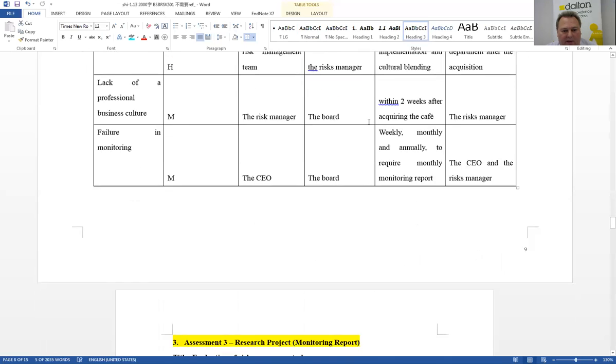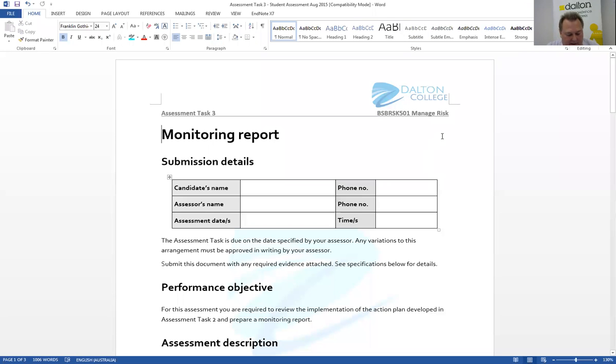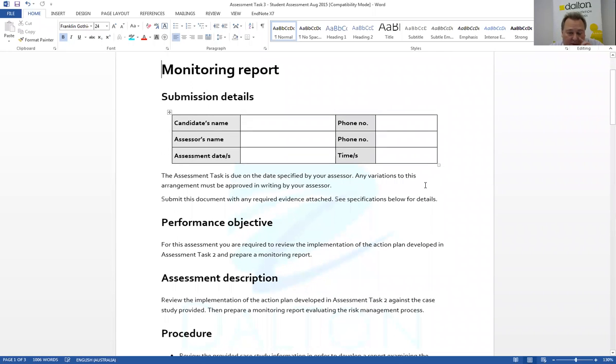As I scroll down, we now hit assessment 3. So that was a quick overview of assessment tasks 1 and 2, and now we're under 3. And then there's one more after this, 4. So putting this aside for a moment, we'll get on to assessment task 3, and I'll bring you back to the actual assignment itself. There I am there. All right, so monitoring the report.